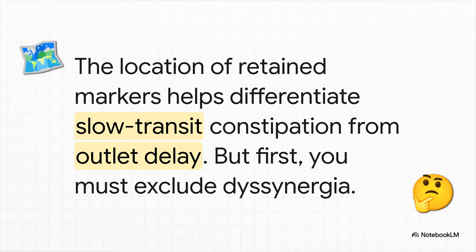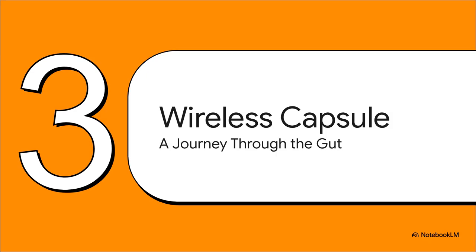Now here's a really important catch. You can't officially diagnose slow transit constipation until you've ruled out an underlying pelvic floor issue called dyssynergia. The marker study is fantastic for the colon, but what if you think the problem might be starting earlier, in the stomach or the small bowel?